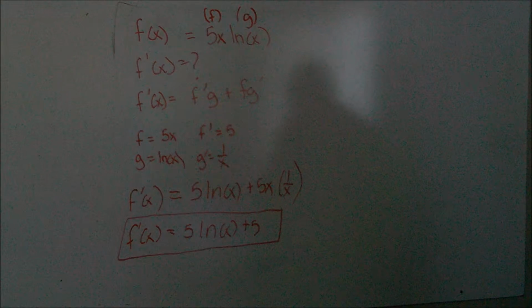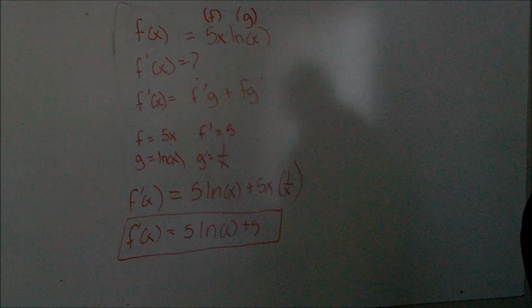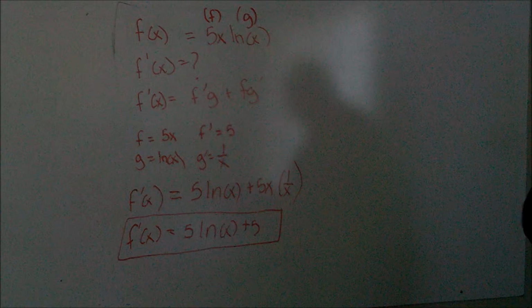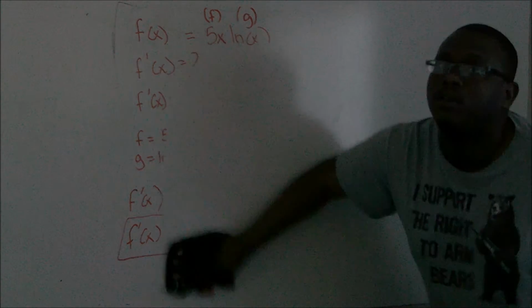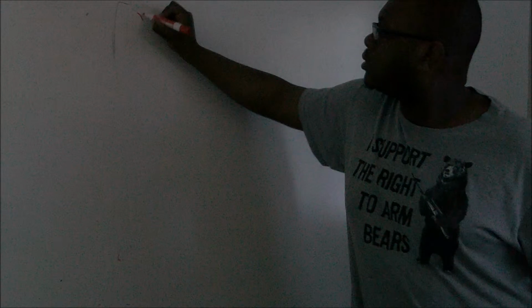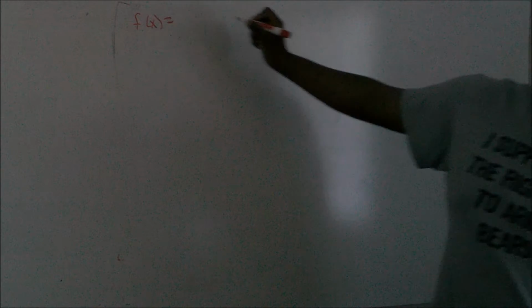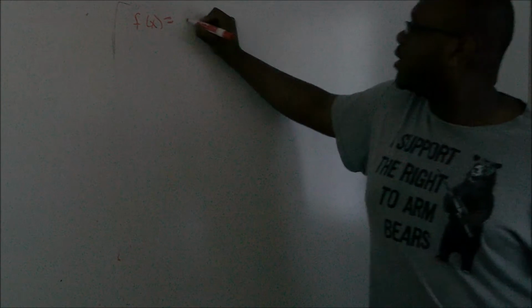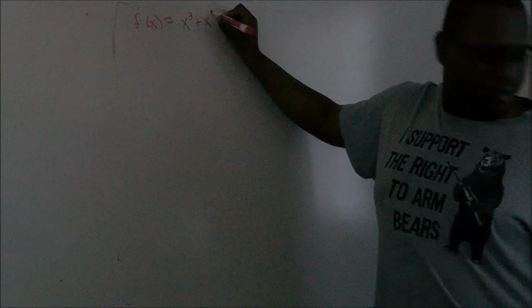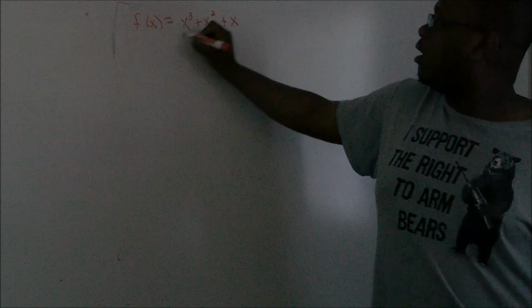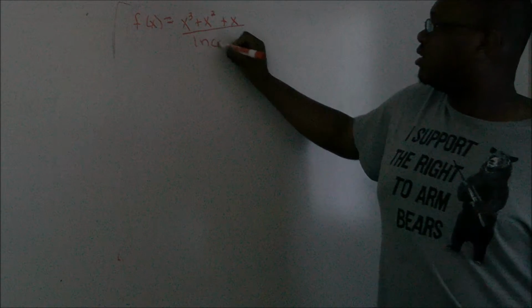Okay, so let's do an example now of the quotient rule. So I'm going to erase all this here. Alright, so let's say we now have some kind of function, I'm sorry, we're going to do f of x notation. f of x equals x cubed plus x squared plus x, all divided by the natural log of x.